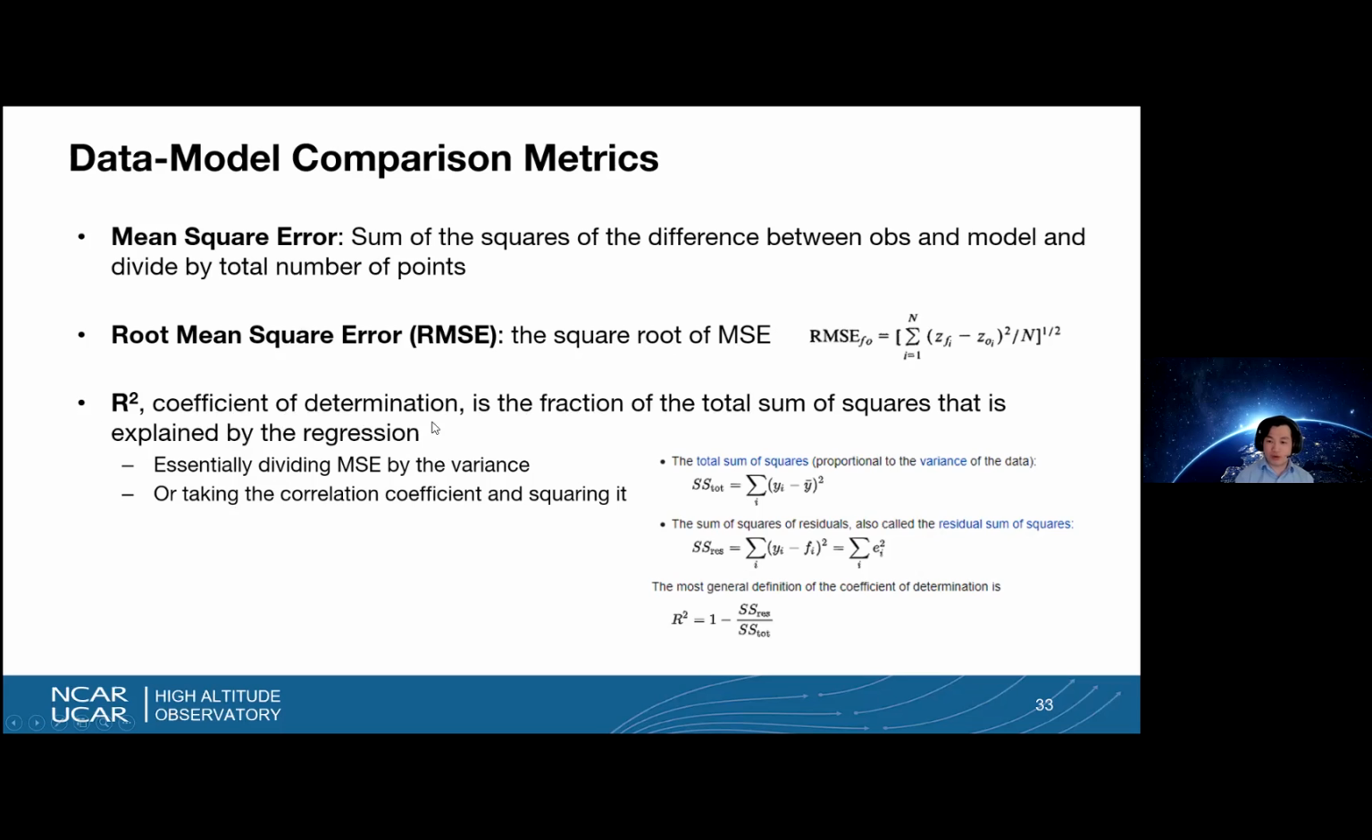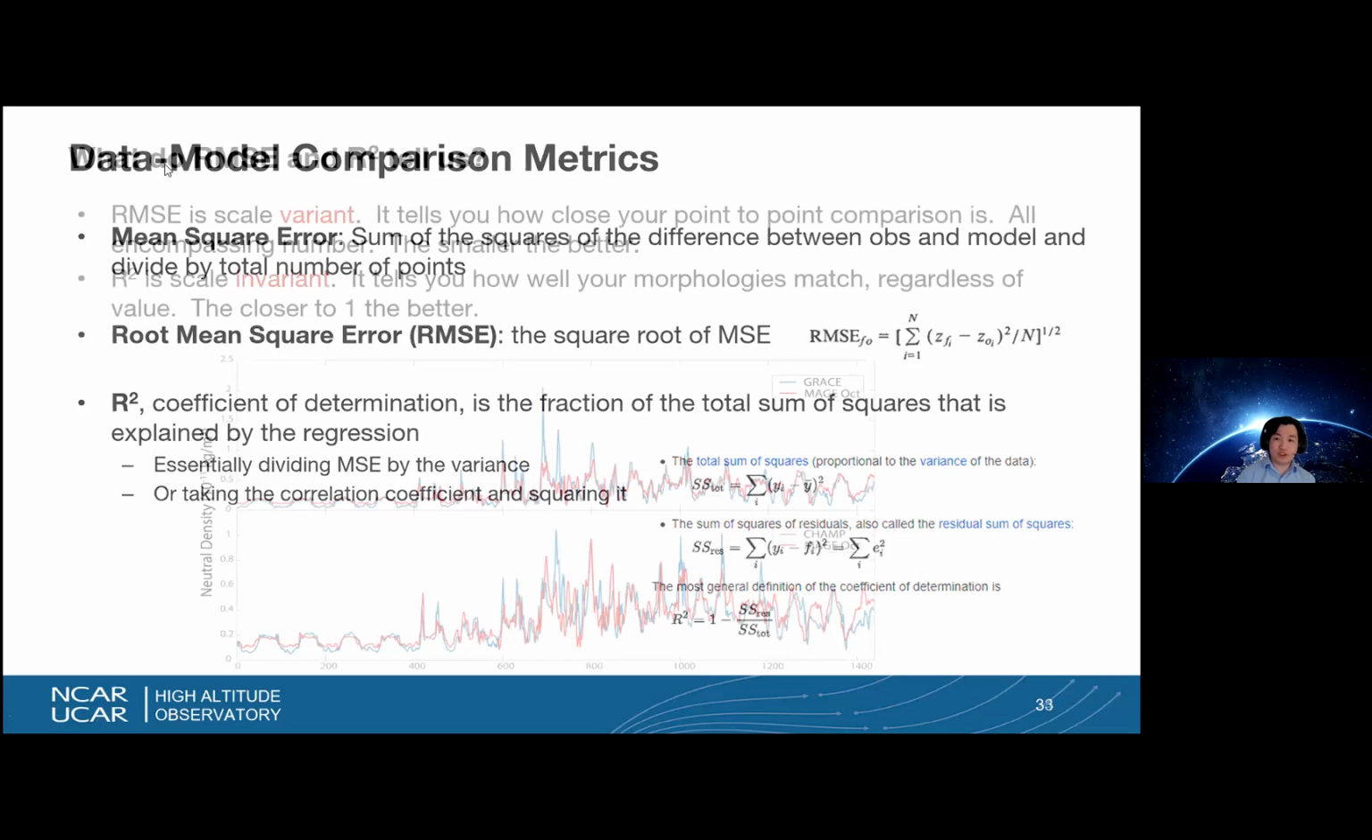R squared is the coefficient of determination. It's a fraction of the total sum of squares explained by regression. Or you can take the correlation coefficient and then square it. If you're interested, you can just do a quick Wikipedia search for the coefficient of determination, and you get how to find it. All right. So what do they mean?